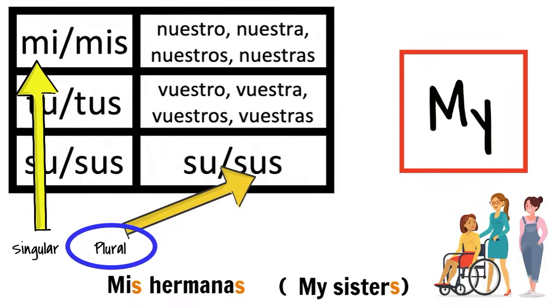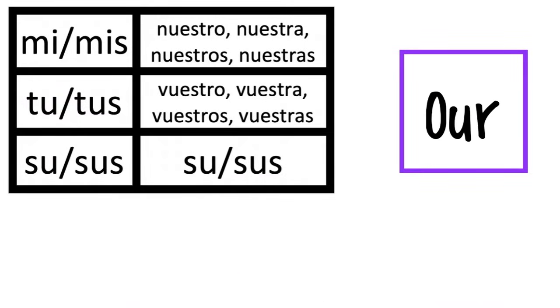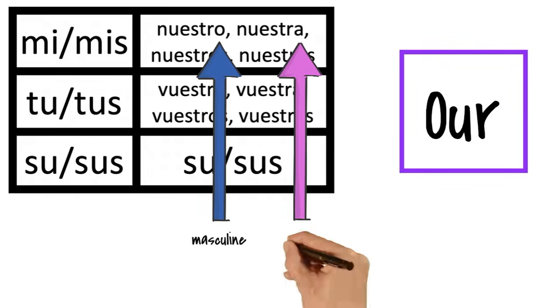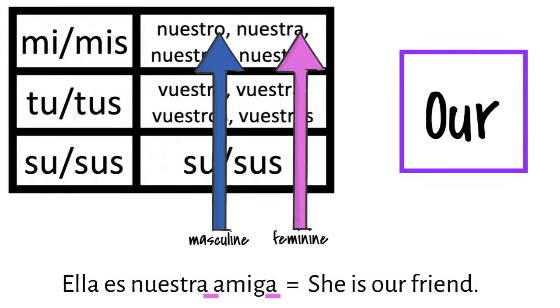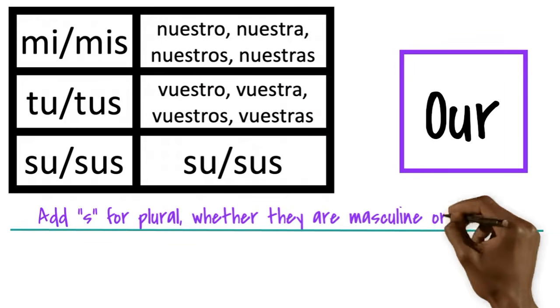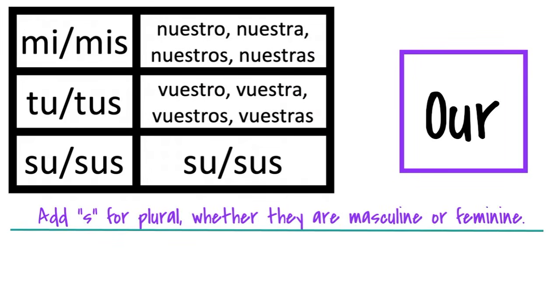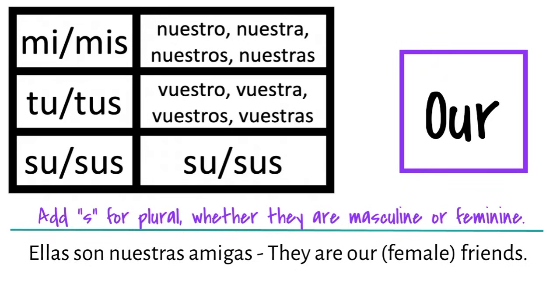For nuestro, and in Spain, vuestro, there is also gender to consider. If the object you're describing is feminine, change the O at the end of the word to an A. Ella es nuestra amiga. And like other forms, we add an S for plural words, whether they are masculine or feminine. Ellas son nuestras amigas. They are our female friends. Ellos son nuestros amigos. They are our male friends.